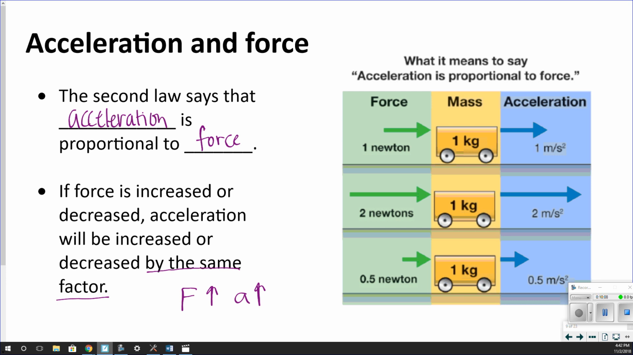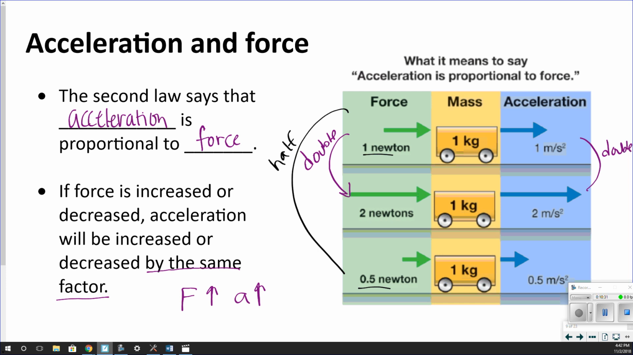So if we look at our image on the side, if I double my force, I would also double my acceleration. However, if I cut my force in half, going from 1 to 0.5, my acceleration would also decrease by 0.5. So I'd go from 1 meters per second squared to 0.5 meters per second squared. So these increase and decrease at the same time, and they increase and decrease by the same factor. So if I divide one by 2, divide the other one by 2 too.